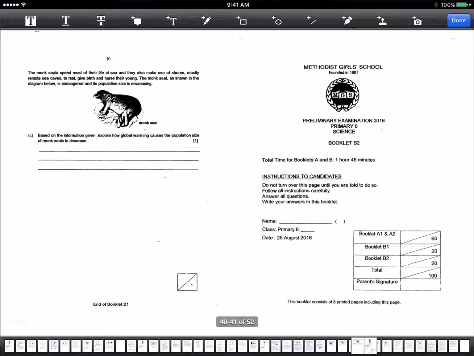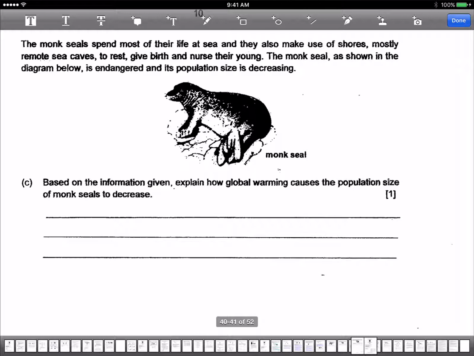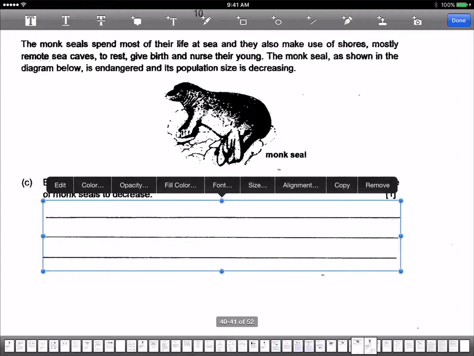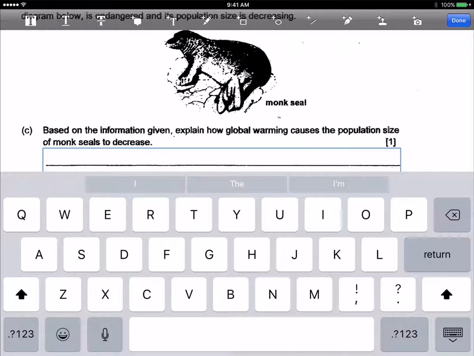Okay, continue. Right, so we have a monk seal. Based on the information, how does global warming cause the population size of monk seals to decrease? So you have to read the story, the paragraph at the top. Xing Yao, can you give us your answer? How come global warming causes this? Based on the story, why is it that the population is decreasing? Global warming, what does it do?